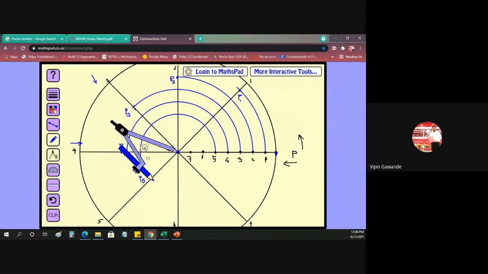Okay. Now let us take the C6 distance. Now C6 distance means how many divisions will it move? It will move 6 divisions on the C6 line. So this is our P6 point. That means on this line, it has moved 6 divisions, and now only one division is remaining.